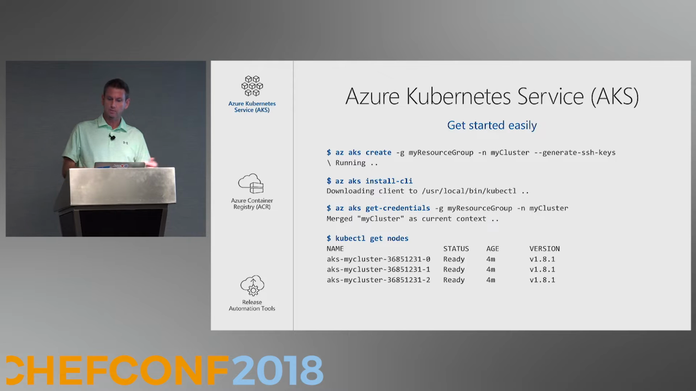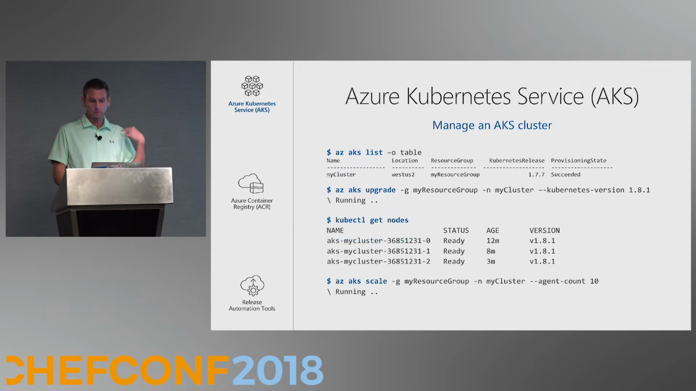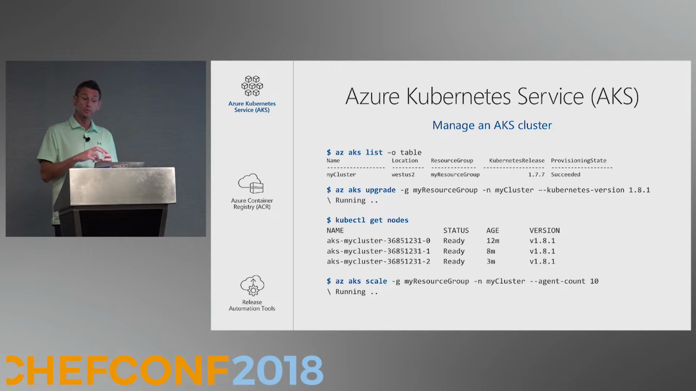Then you can run all your stock commands: get nodes, get pods, etc. You can upgrade it, you can scale it. Some of the upcoming features will be actual auto scaling of the infra. In other words, you'll be able to auto scale the infrastructure that's behind it. Right now you can use Kubernetes to application level scale it, but some of those features are coming up shortly.